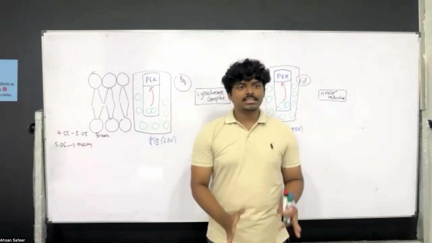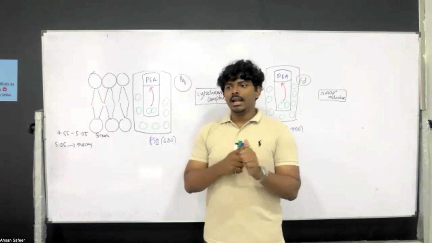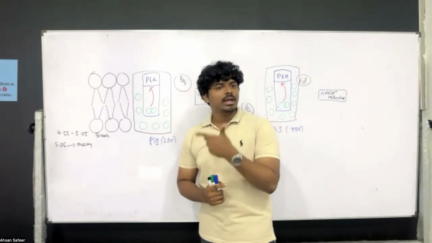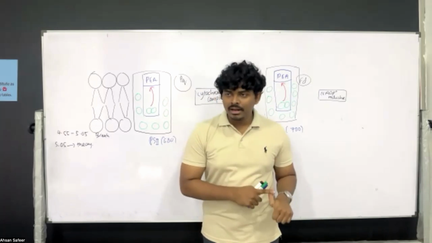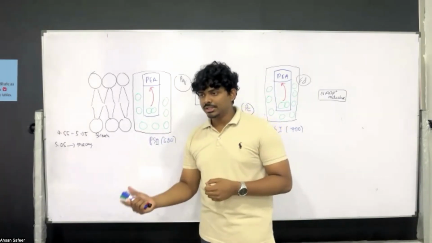So in photosynthesis, we have two processes, right? What are the two processes? Light dependent reaction and light independent reaction of Calvin cycle. Light dependent reaction takes place in the thylakoid. Calvin cycle takes place in the stroma.